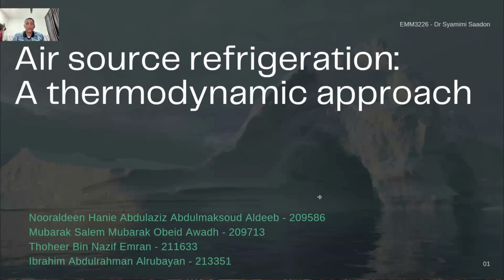Today we're going to talk about a thermodynamic approach of an air source refrigeration system.